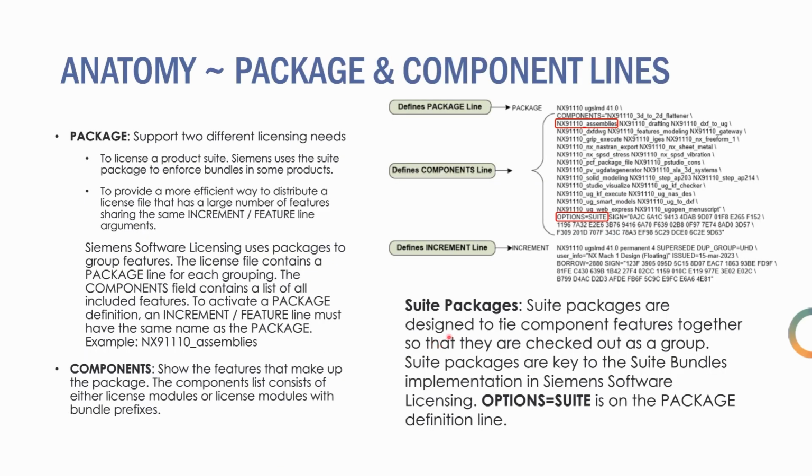In NX, we use bundles to bundle together tools that are used for NX design. The way this works is that in the license file, options equals suite collects all of these components into a package, and that package is then distributed based on the package name and then an underscore with the feature name. The components are all the different tools that are part of that package.